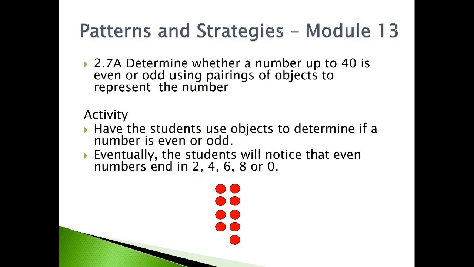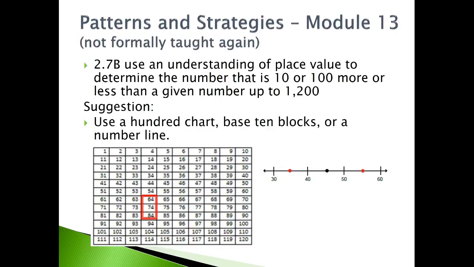So 2.7a, we're going to determine whether a number up to 40 is even or odd with pairings of objects to represent the number. You can even have students make 2 lines and face each other. And then we can see if a student doesn't have a partner, then there's an odd number of students. If all students have a partner, it's an even number of students. Students can also do this with objects.